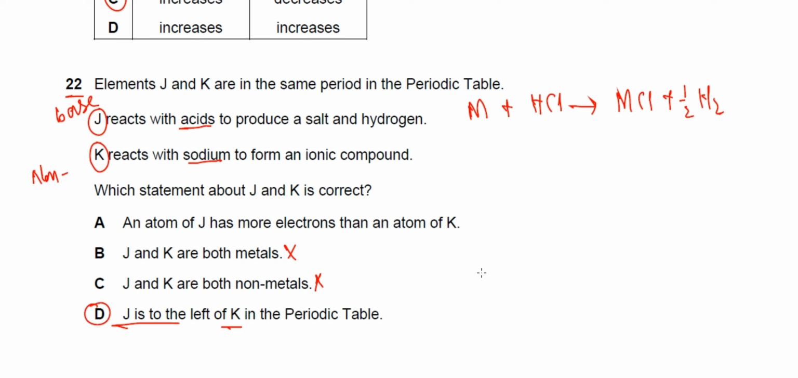Understood? Because metals are present to the left side in the periodic table, whereas non-metals are present to the right side. So you can see this is J, which is present to the left side of the K. Is it clear? Okay.